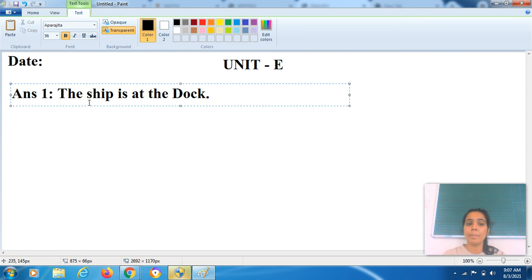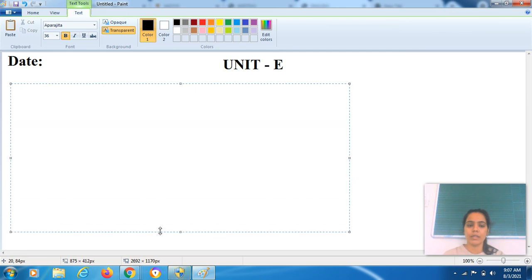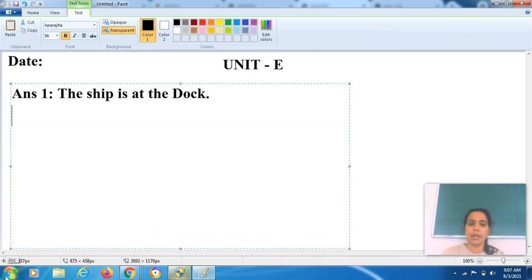So where is the ship? The ship is at the dock. So that is your answer. You only have to write the answer over here, but don't forget you all have to give an answer number. Okay, now we will come to our next answer. So here we will write answer number 2.